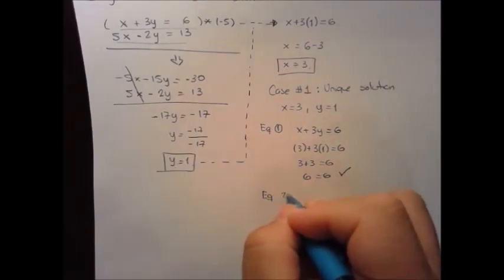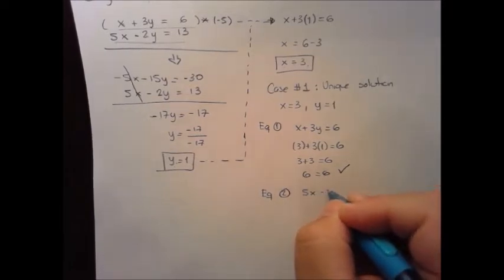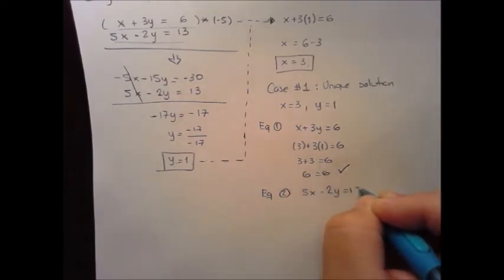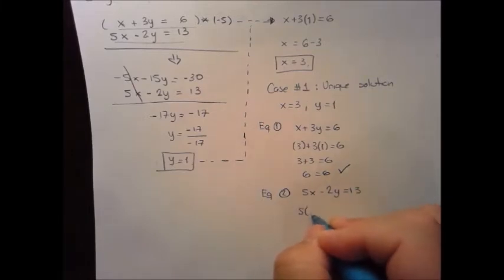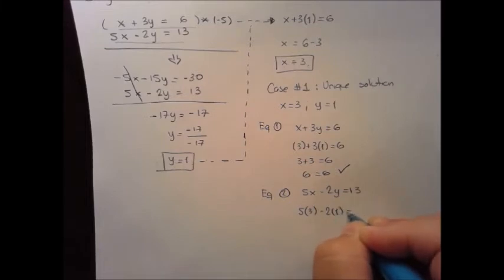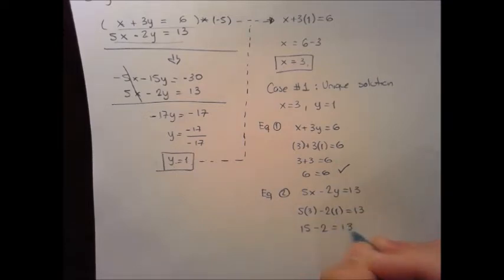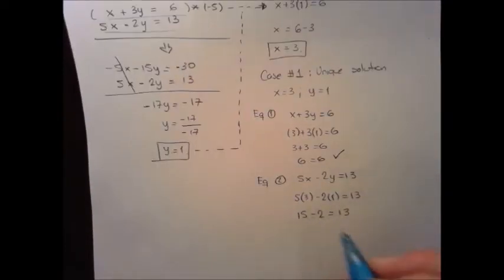Let's do exactly the same with equation number 2. This is going to be 5x minus 2y is equal to 13. 5 times 3 minus 2 times 1 is equal to 13. 5 times 3 is 15. 2 times 1 is 2. And 15 minus 2 is 13. So 13 is equal to 13, it means that I'm right.